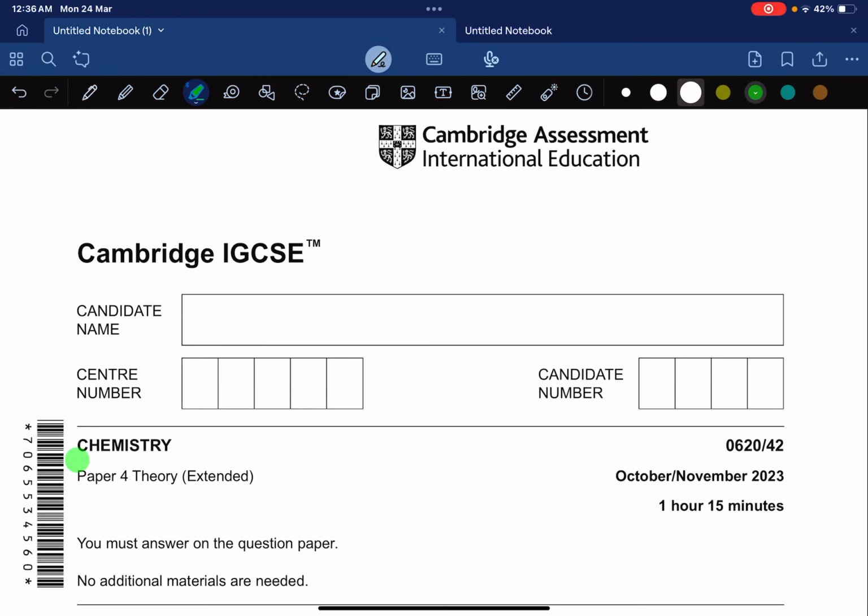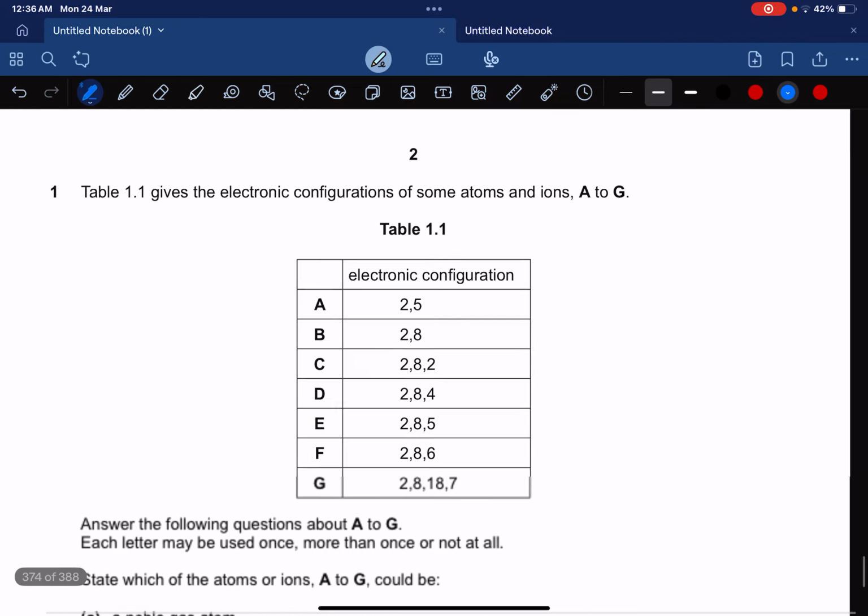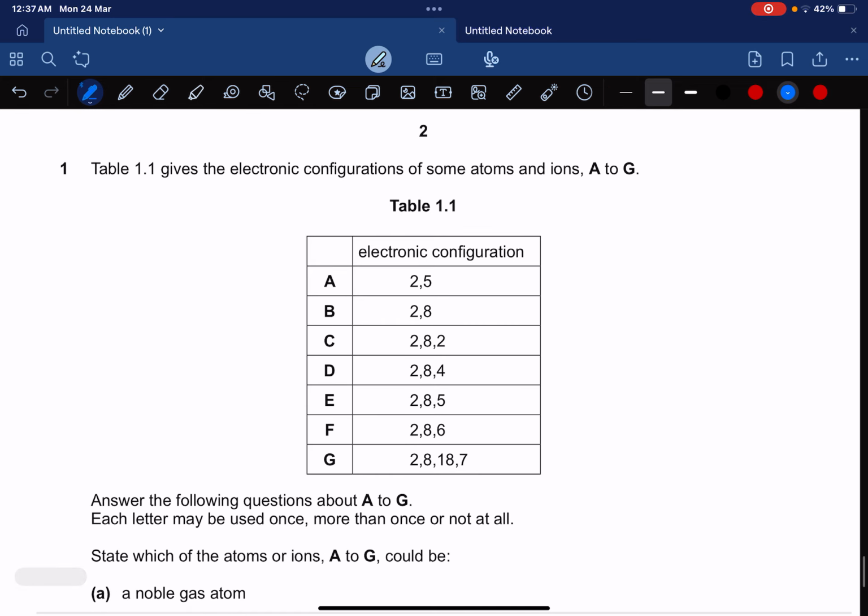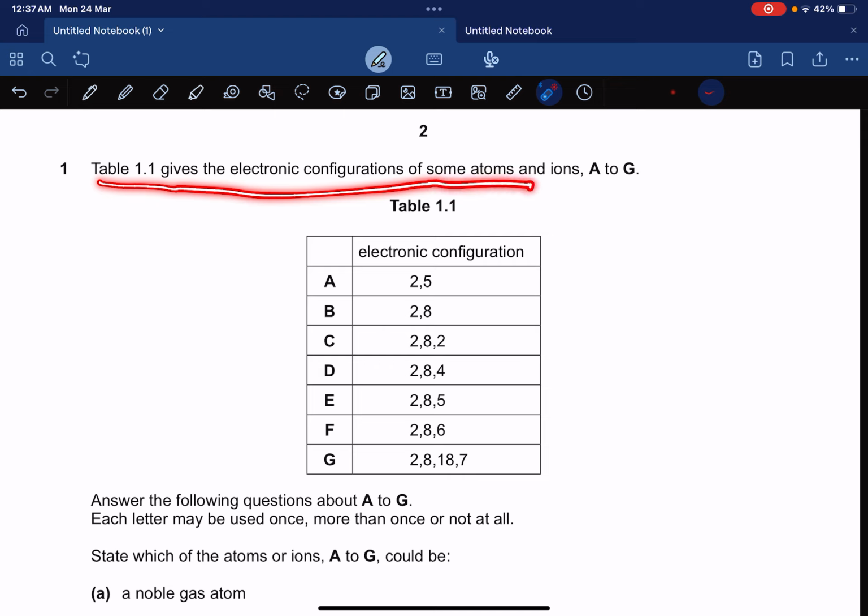So we are going to be solving chemistry paper 4 theory extended October-November 2023 paper 42 today, and this is going to be a difficult paper. So let's get started by reading question number 1, which says table 1.1 gives the electronic configurations of some atoms and ions from A to G.